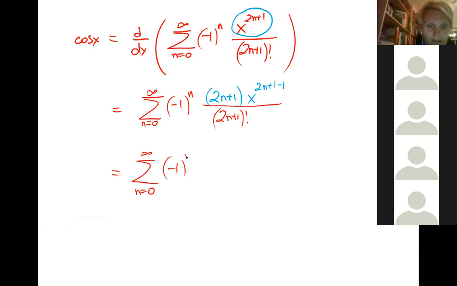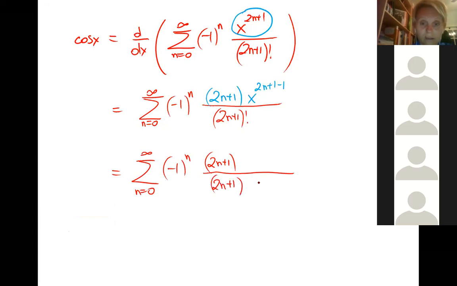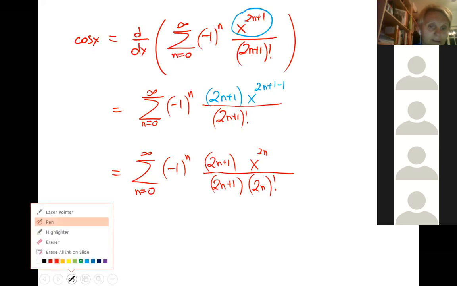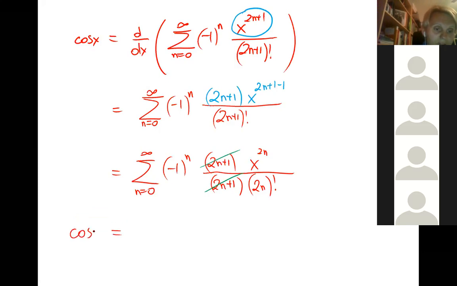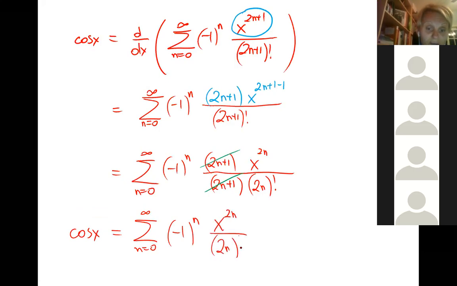Negative 1 to the n, 2n plus 1, and my factorial, I can say 2n plus 1 times 2n factorial. Like we remember one number, the last one, and then one number less. And then this is x to the power of 2n. And then I can simplify 2n plus 1 to n plus 1. And the final formula for cosine of x, the Maclaurin series, is sigma from 0 to infinity, negative 1 to the n, x to the power of 2n over 2n factorial.